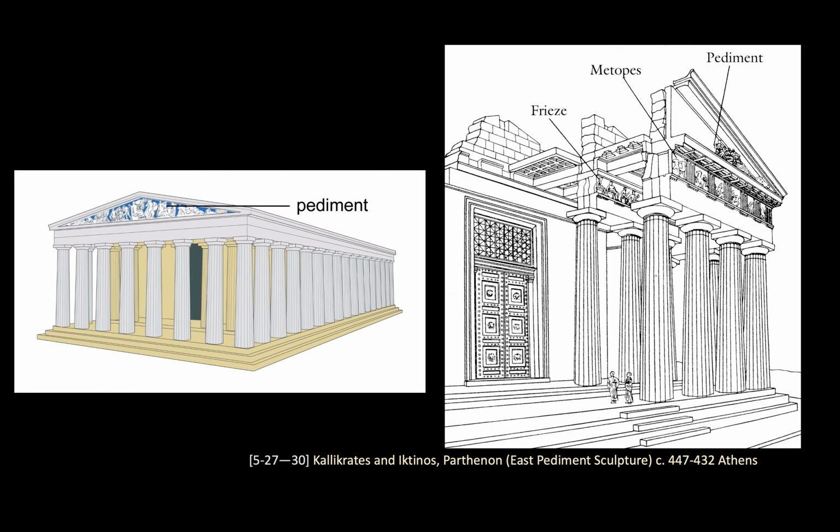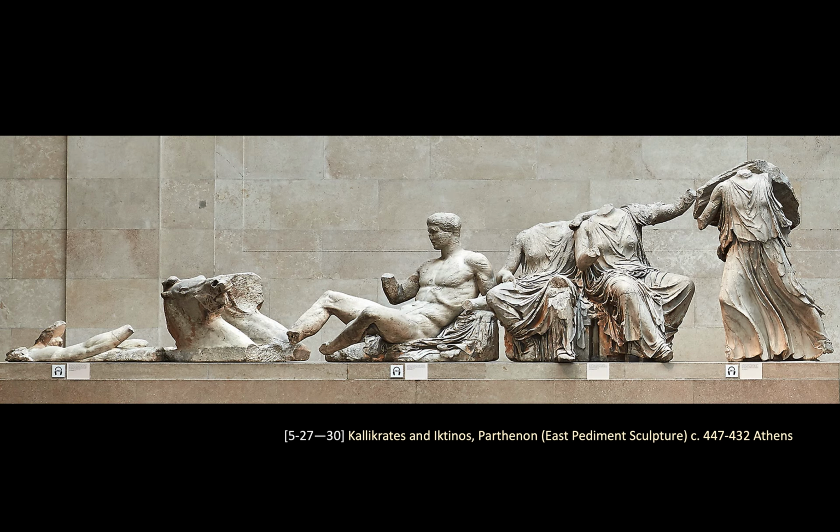The pediments are on the shorter end of the temple. They're long triangle-shaped and also often have sculptures on them. We no longer have the pediment sculptures intact, but art historians have taken those that are left and tried to recreate what they might have looked like.